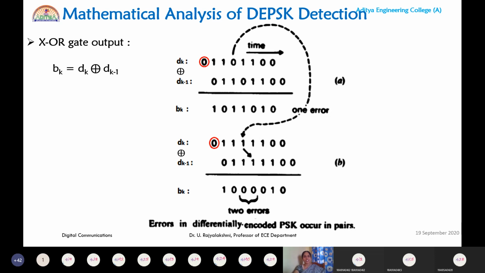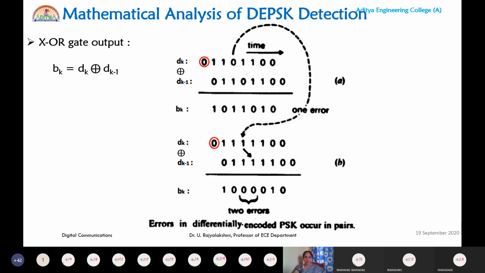Let us assume DK as 0, 1, 1, 0, 1, 1, 0, 0. What will be DK minus 1? Please right shift the entire sequence, so you will get 0, 1, 1, 0, 1, 1, 0, 0. Please shift one bit right.